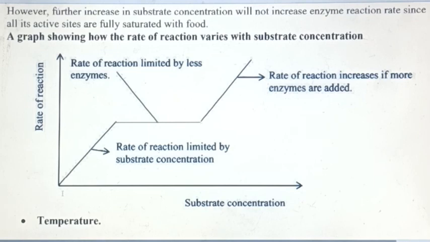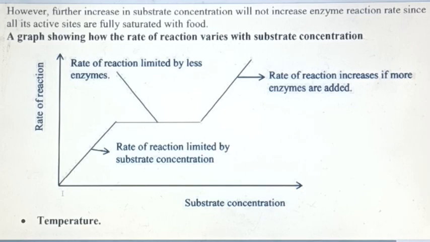In the middle, where we have a constant phase, the rate of reaction is limited by fewer enzymes. But if more enzymes are added, the rate of reaction increases. So it is like a combined effect of two factors. Rate of reaction increases with increase in substrate concentration, but the rate of reaction also increases with increase in enzyme concentration. So a decrease in enzyme concentration also lowers the rate of reaction, and an increase in enzyme concentration also increases the rate of reaction.